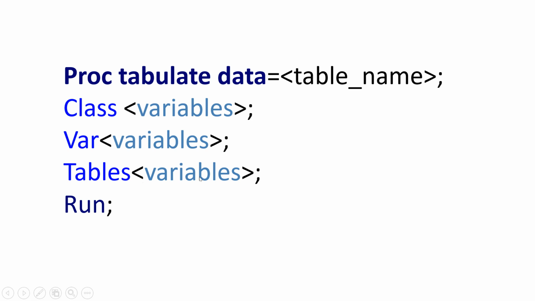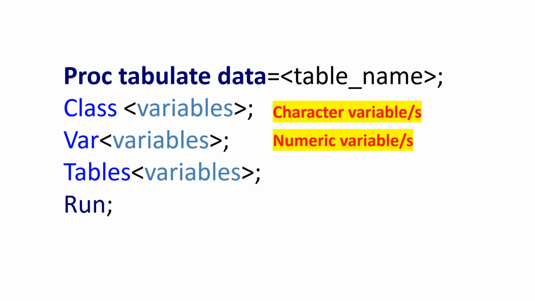In tables, you can say what sort of mathematical operation you want to perform. For example, you want to do sum, you want to take count, mean, or whatever you want to do, you can just put it over here. This is also the place where you specify how you want to format your table. So in short, the class parameter accepts all the character variables, the var parameter accepts all the numeric variables, and the tables parameter is the place where you perform all your operations. Whatever mathematical thing you want to perform, you can do it over here.